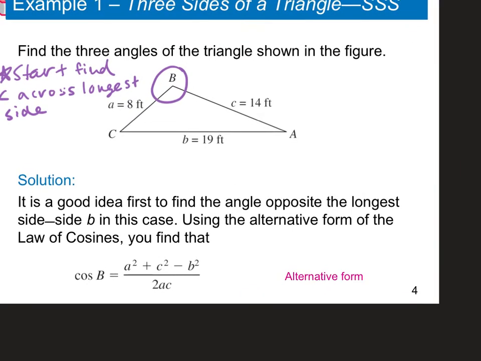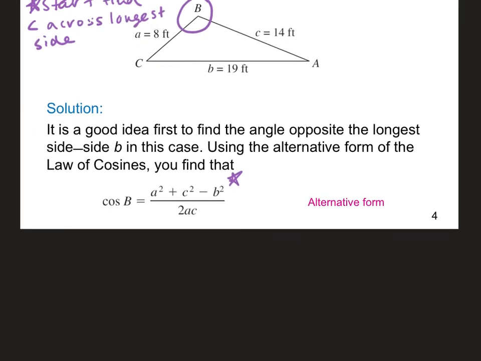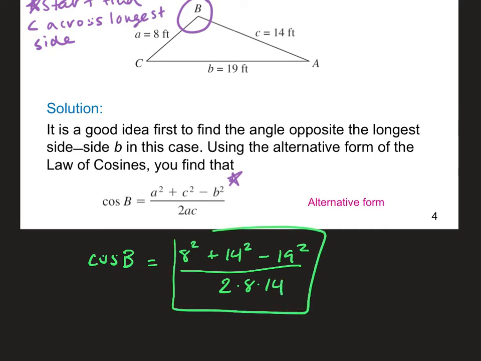So we use our formula: cosine of B is equal to a squared plus c squared minus b squared over 2ac. So we just plug everything into our formula here. So cosine of B is equal to a squared, which is 8 squared, plus c squared minus b squared over 2ac. So 2 times 8 times 14. Now we just put all of this into our calculator.